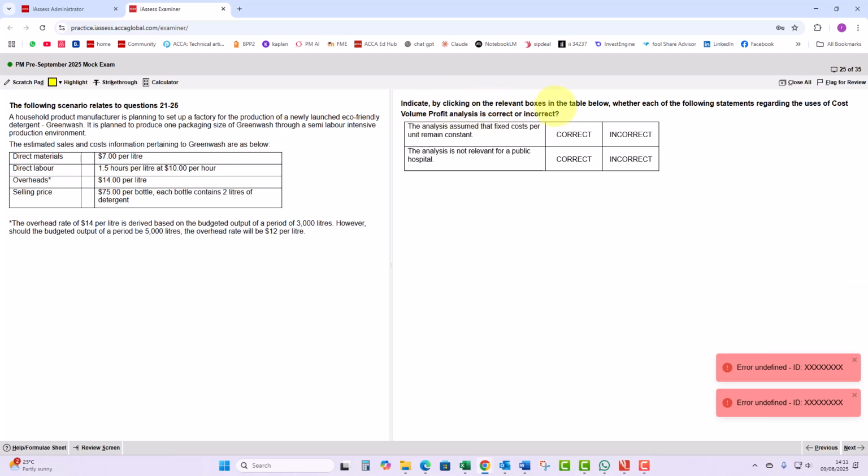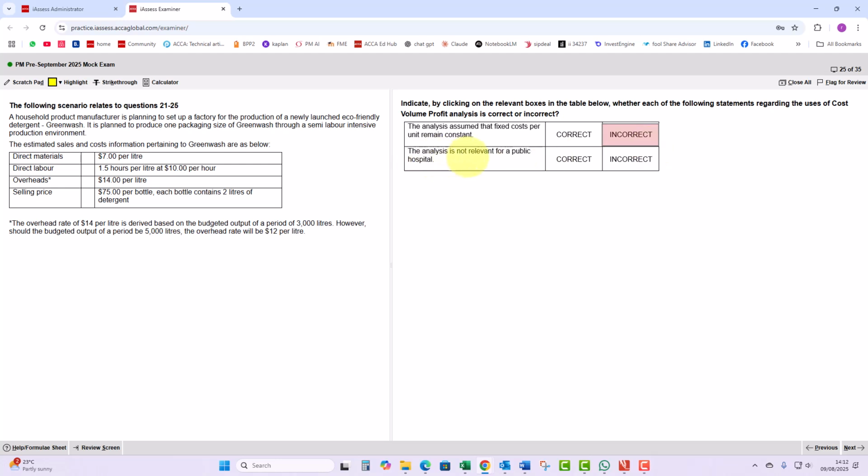Indicate by clicking on the relevant boxes in the table below whether each of the following statements regarding the uses of cost volume profit analysis is correct or incorrect. Option 1, the analysis assumes that fixed costs per unit remain constant. That's incorrect. There is an assumption that fixed costs for a period of time remain constant, but not that fixed costs per unit, because fixed costs are fixed, but if we change our volume, i.e. the number of units, then the fixed cost per unit will change.